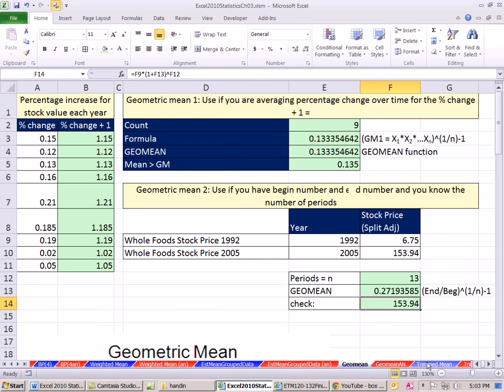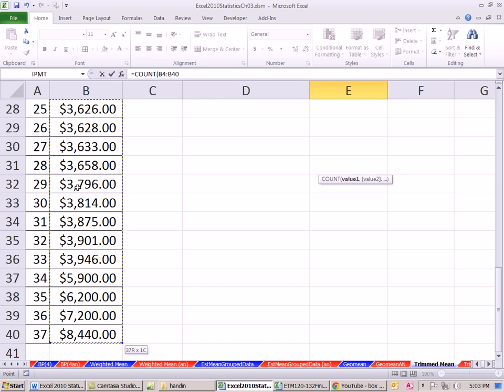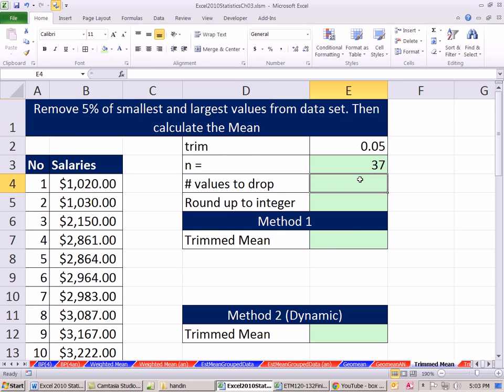And finally, let's go to the trimmed mean. Sometimes we talked about when there's some very large or small values, you use median, right? Median is a great value to use. But sometimes, and the book mentions this, you can trim your values. So you remove the 5% of the smallest and largest values from a data set, then calculate the mean. So first, let's calculate the count. So there's 37. Values to drop, I'm simply going to multiply 5% times this. And that'll give me an approximate number to take off the top and bottom.